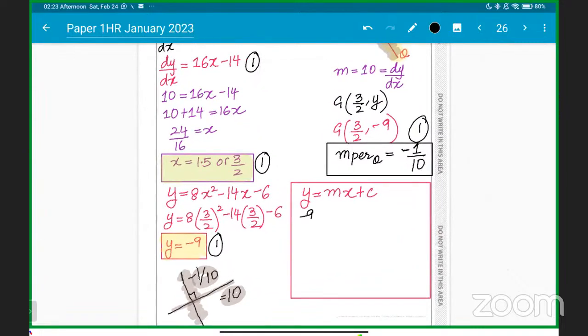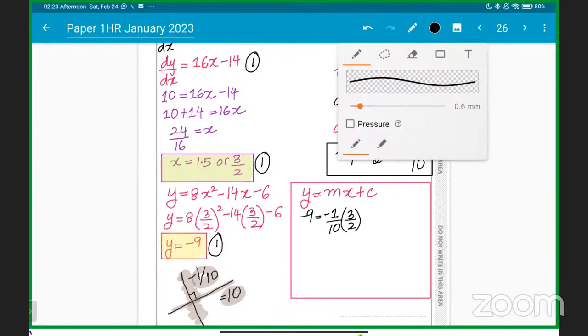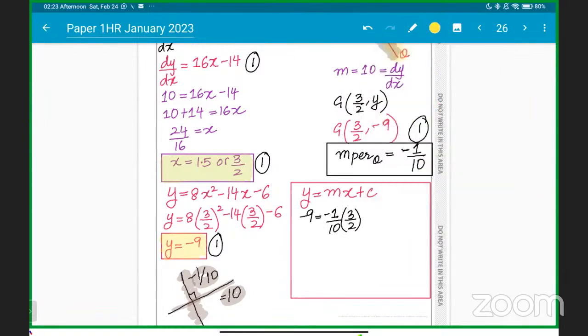So y will be negative 9. Gradient is negative 1 over 10. The x value is 3 over 2. Just substituting the values from here, guys, okay? Is everyone getting it clear with me? Following? Plus c. So it will be negative 9 equals negative 3 over 20 plus c.